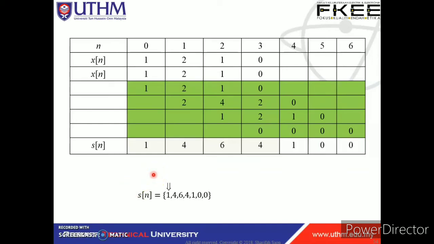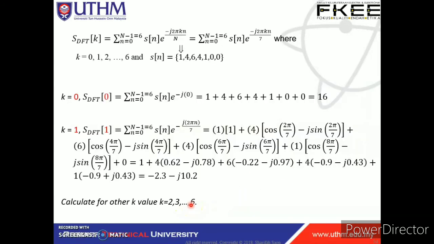In my case, I just use the sum by column method, and this is the answer for the convolution. We have 1, 4, 6, 4, 1, 0, 0. Okay, how can we find the DFT signal? To find the DFT signal, we just change the value of the discrete signal. We have 1, 4, 6, 4, 1, 0, 0. So you can use your calculator to find this value.